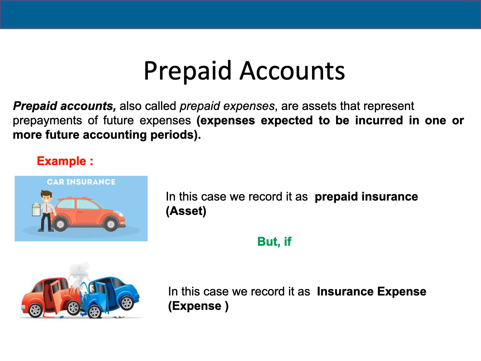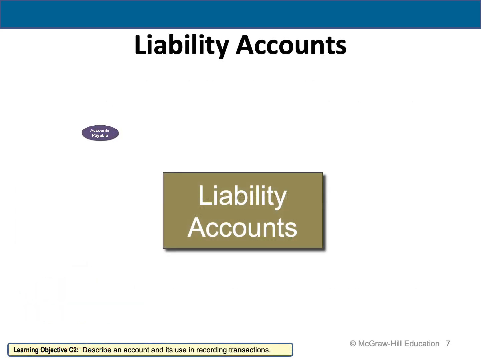So what you really need to understand here is that prepaid accounts means that we paid in advance to cover a certain period in the future, and since we did not use the money yet, we are going to call it prepaid insurance. But if, for example, you had an accident, then you are going to use the money of the insurance, and you are going to record it as an insurance expense. Other examples of prepaid accounts are prepaid rent and prepaid services.